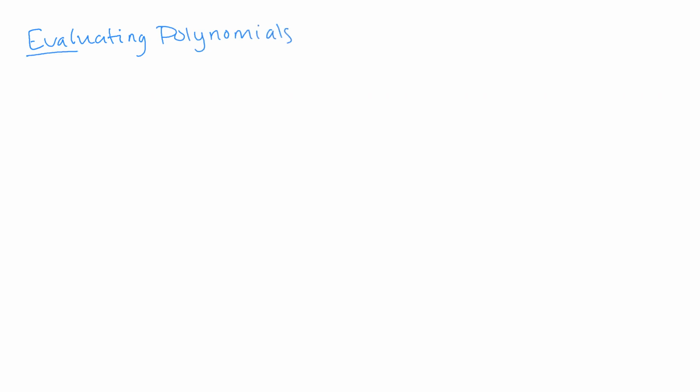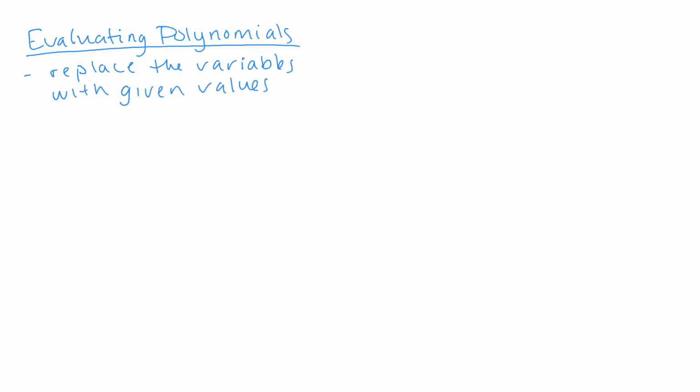So when you're evaluating polynomials, you're replacing the variables with given values. And then you use the order of operations to simplify. So it's exactly the same here. You're not doing anything any different than what you would have done when you first start the unit on algebra.